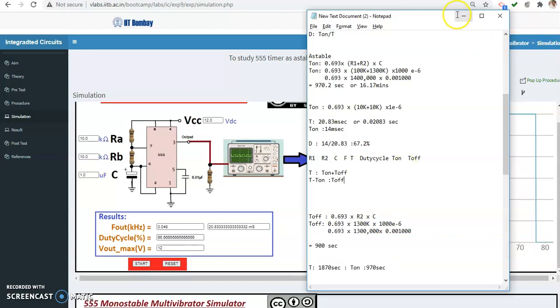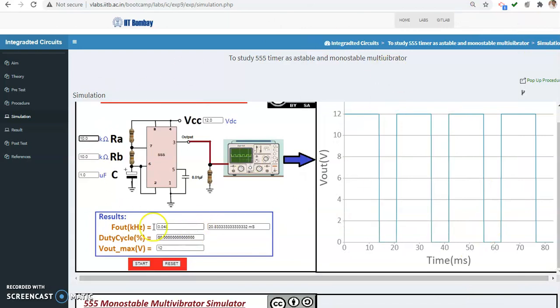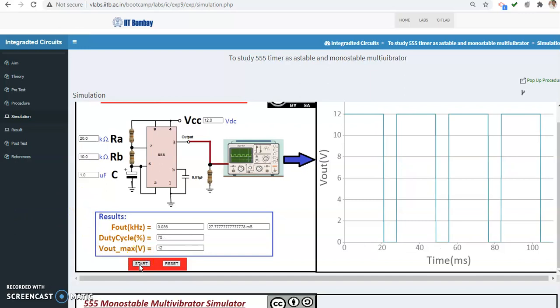Please all of you take down screenshot number 1. I am going to vary it, so I will go to 20. Start. See, I have changed to 20 kilo ohm. This is the second reading. Note it down and take the screenshot. Then you fill in 20, 10, 1, and then the frequency and total time period are this one. 27.7 is coming.